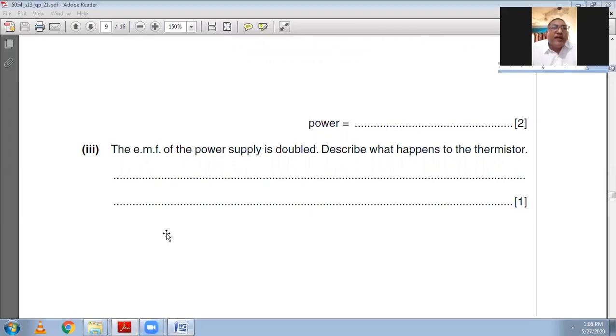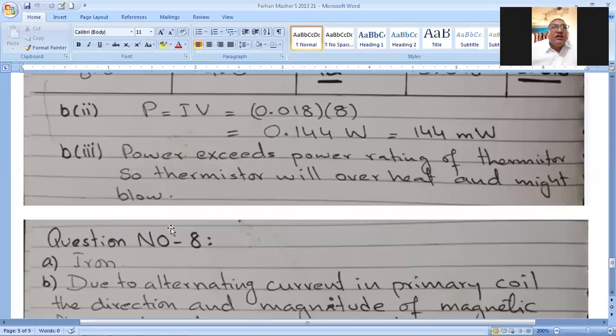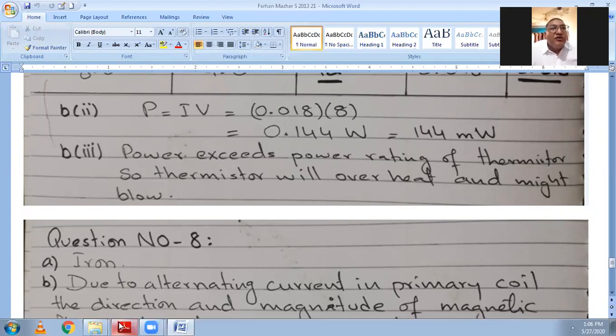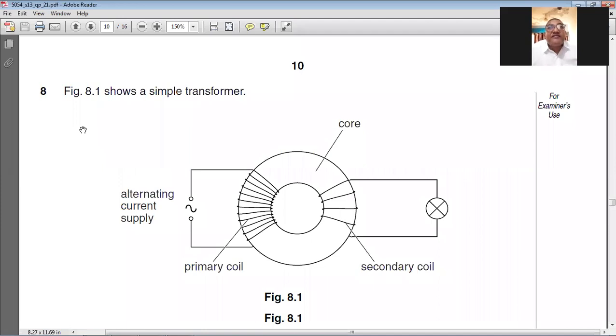Let me show you my answer. Power exceeds power rating of the thermistor. So thermistor will overheat and might blow, or it will melt or blow. So that was question number 7. I hope you have understood it. We are moving to the next question, question number 8.